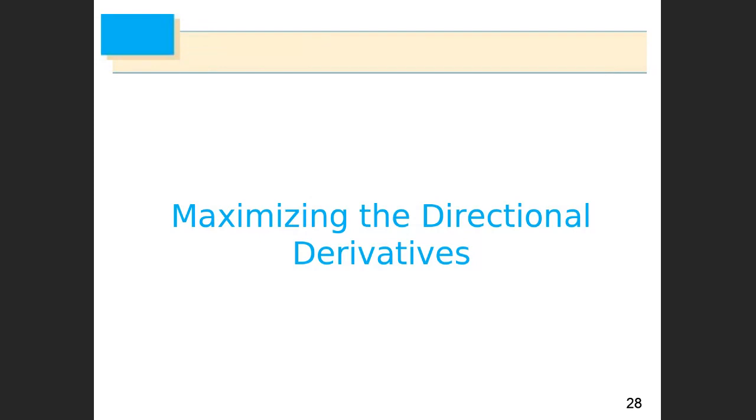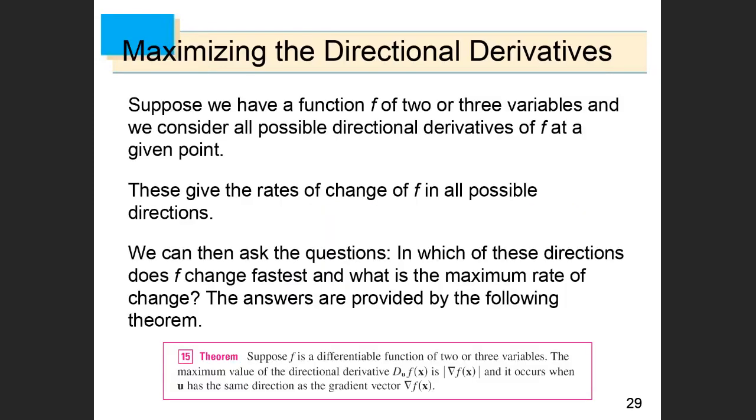Today we continue from there, and we talk about maximizing the directional derivatives. Let's suppose that we have a function f of two or three variables, and we consider all possible directional derivatives of f at a given point.